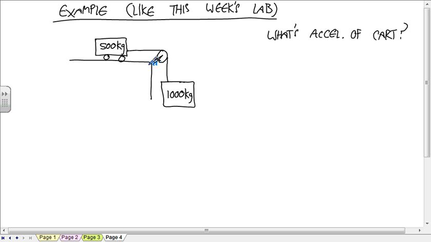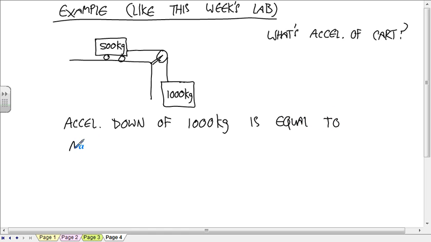The way you have to do a problem like this is you have to do free body diagrams and Newton's second law for both of the two, and then recognize that the acceleration down of the 1,000 kilogram mass is equal to the acceleration to the right of the 500 kilogram cart. That has to be true as long as this cable isn't stretching.